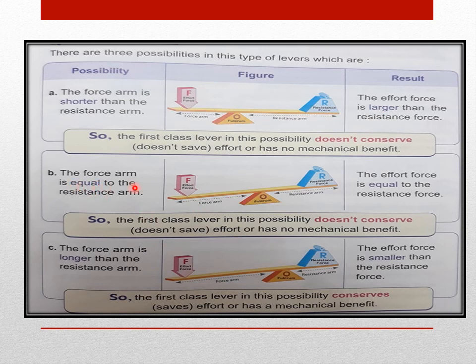In the second case, when the effort arm is equal to the resistance arm, the force equals the resistance, so it doesn't conserve effort. But when the effort arm is longer than the resistance arm, the effort force is smaller than the resistance force, so the first class lever in this possibility conserves effort.